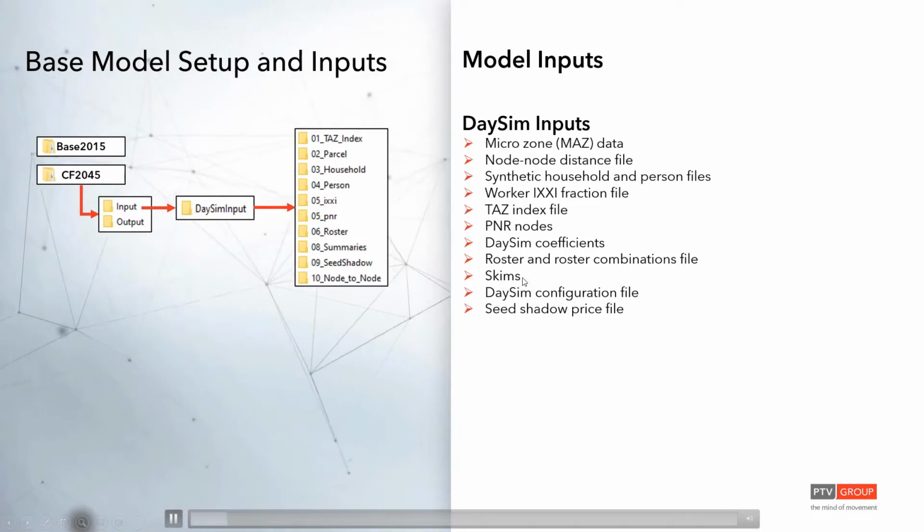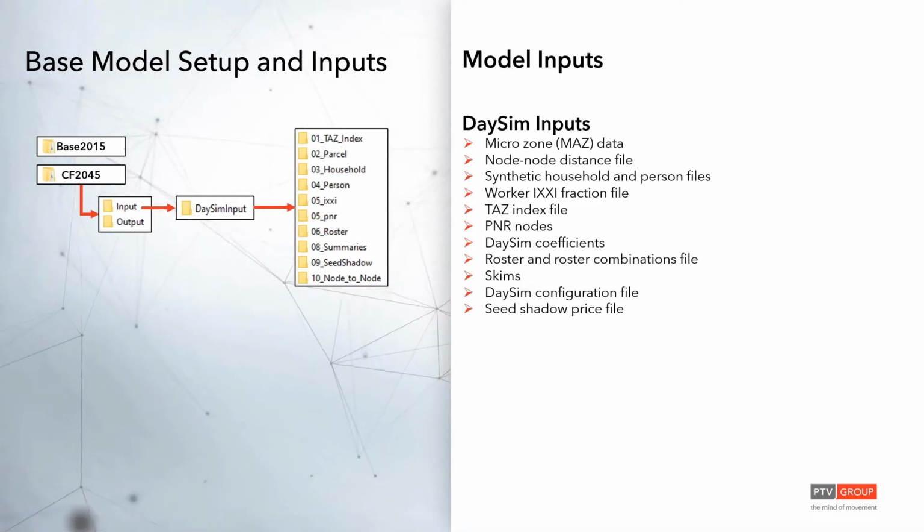And then another input to DaySim are the skims. Those skims also need to be in a specific format. So the skims from Visum are formatted in the format required for DaySim. I think it's a text format, and all of this happens automatically, but this is just to give an idea about what are the different types of inputs that need to be prepared for DaySim to run.